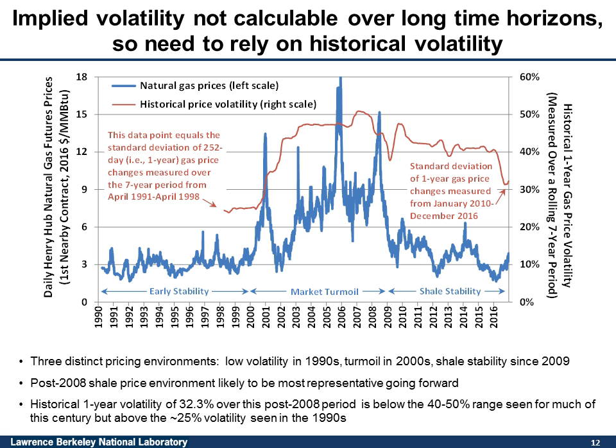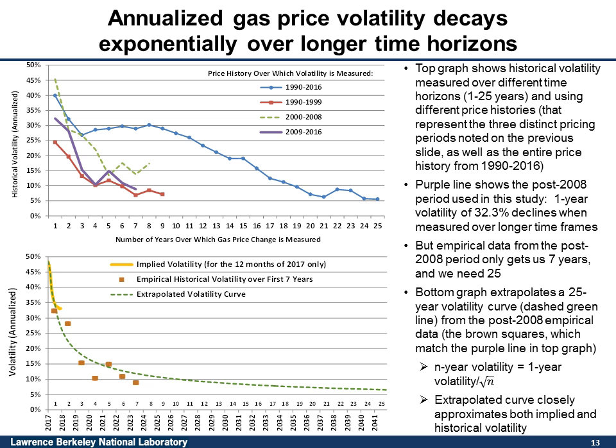As you can see, there are 3 distinct pricing periods characterized by different levels of volatility. Presumably the most recent period, characterized by relatively low and stable prices resulting from abundant shale gas supply, is the most relevant of these 3 pricing environments going forward. So that's what I'll go with. In other words, I will be assuming that the current empirical volatility estimate of 32.3% calculated over the post-2008 period will hold going forward. But we're not quite done yet.